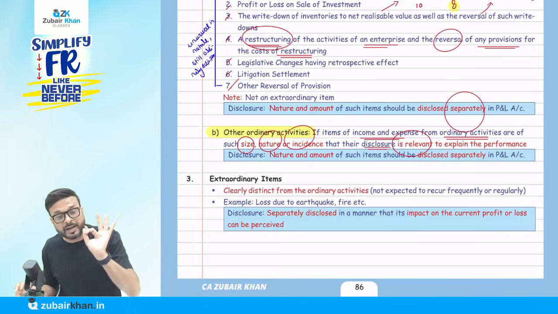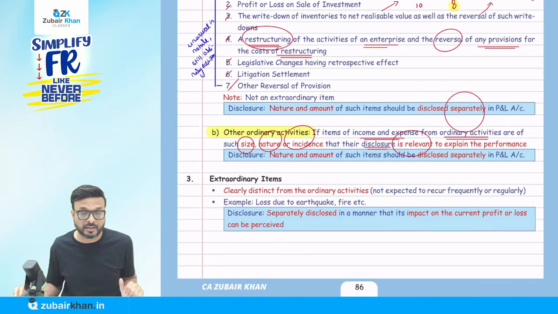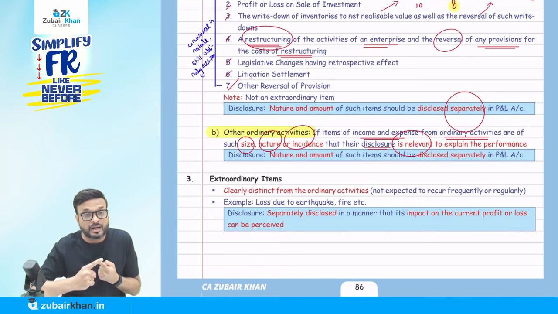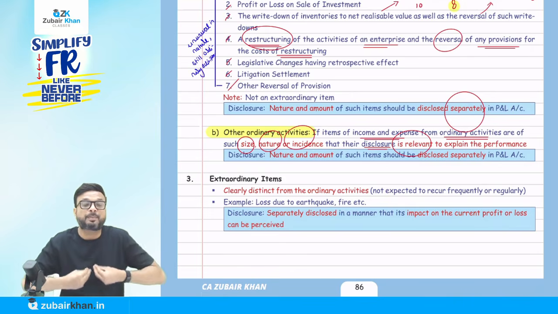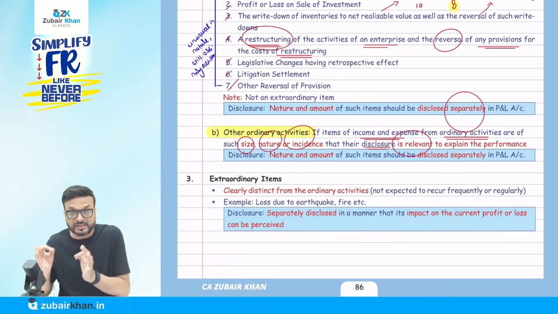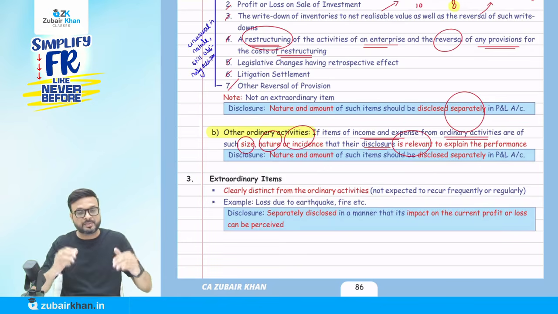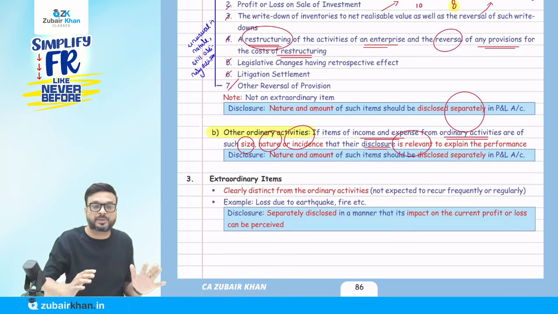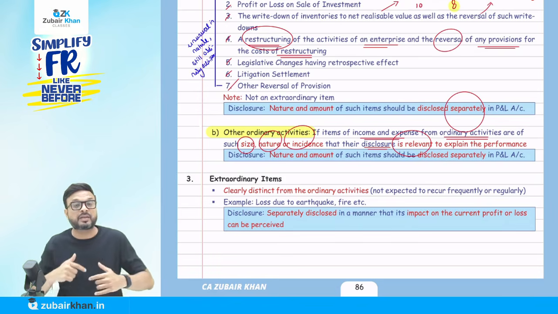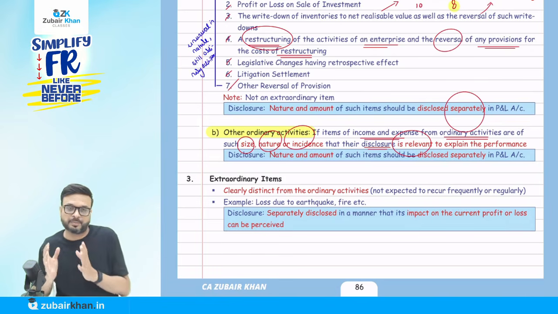So certain times it might happen that because of the size, nature or incidence of that particular ordinary item, it is necessary to explain it. It is necessary to present them separately to explain the performance that year. In that case also we have to mention them separately in the profit and loss account. So what it says: ordinary activities, 7 items, we have to present them separately. We cannot club those items in the P&L account with other items. And for other ordinary activity, if their size, nature or incidence is relevant to explain the performance, then also we have to disclose them separately.